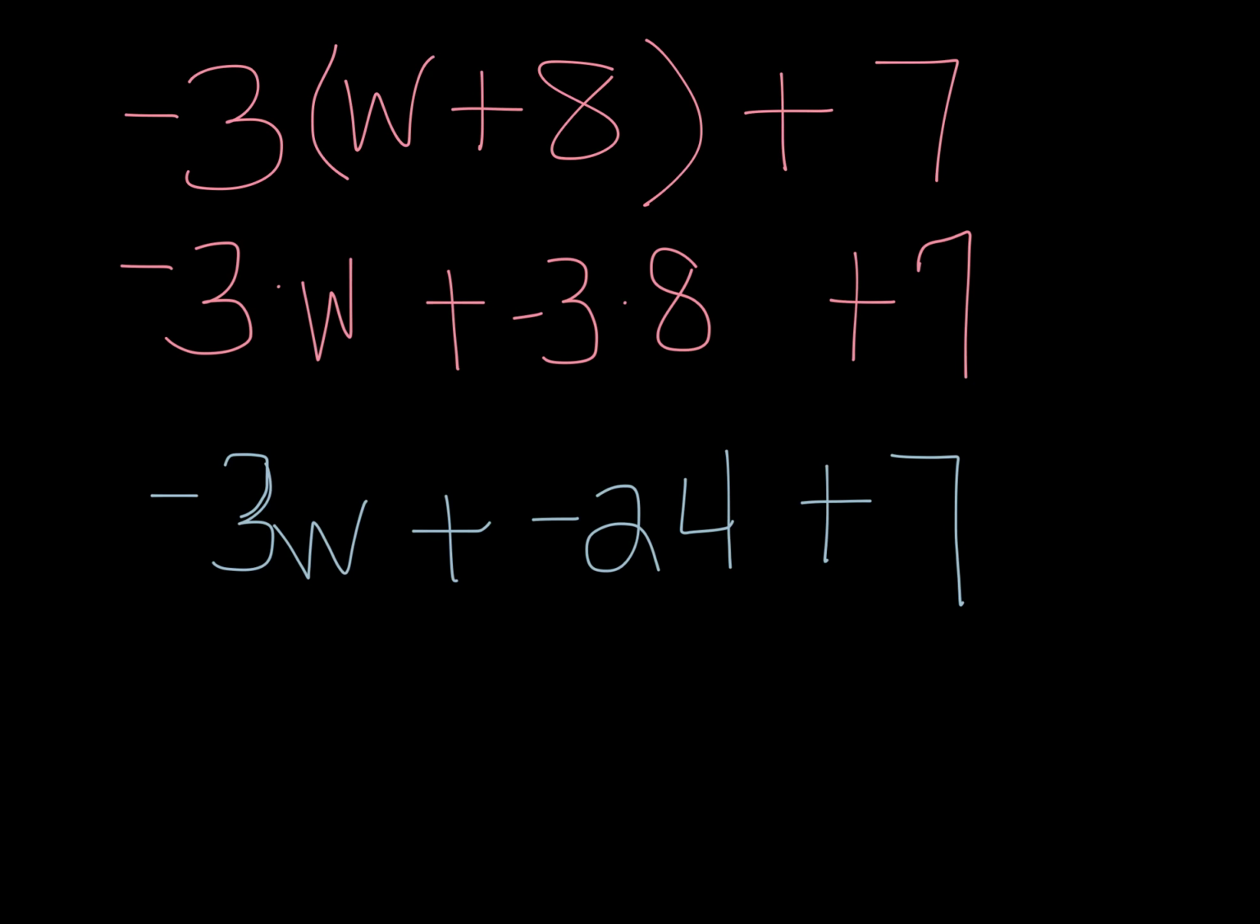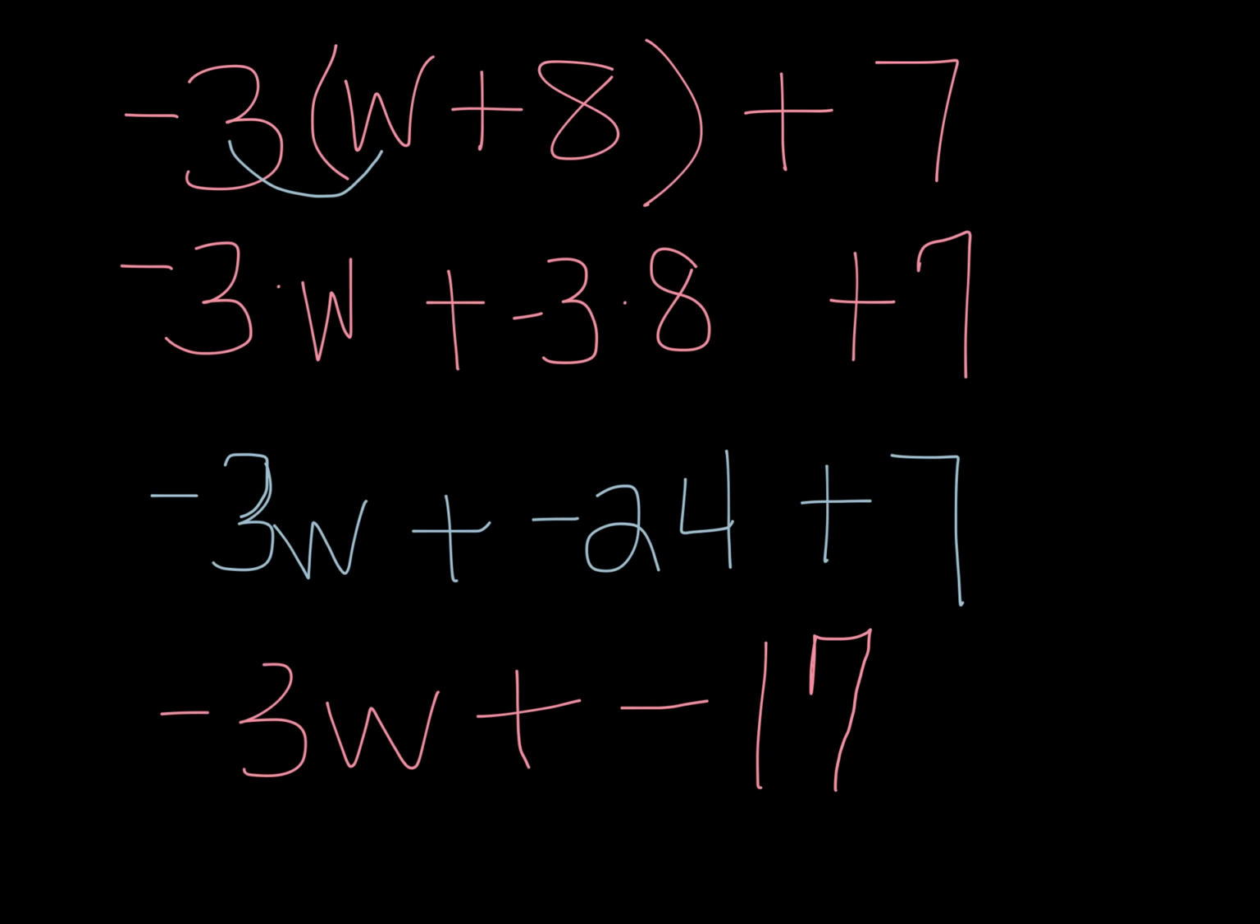All right, so after you use the distributive property, negative 3 times w gave me negative 3w, and negative 3 times positive 8 would give me negative 24. And I had that plus 7 out here at the end. So now I'm going to be left with negative 3w, and then negative 24 plus 7. So that's going to give me plus a negative, think about it, what's it going to give me? Did you get negative 17? That's what you should have gotten.